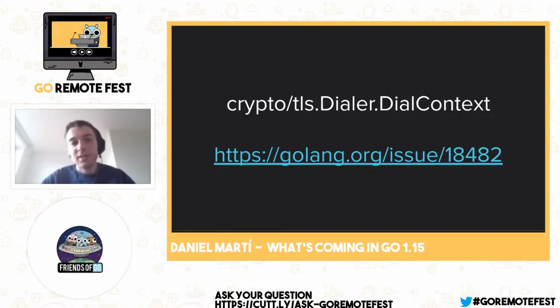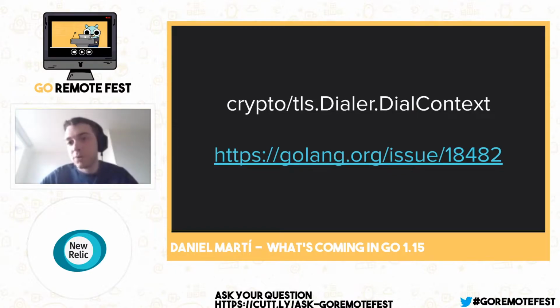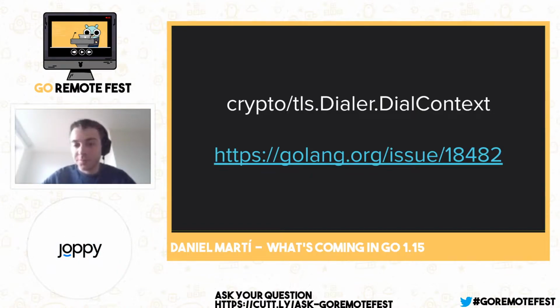Another one that's a little bit more towards the crypto side is that the crypto/tls package has now learned a way to talk to TLS servers with a context. So this can be used to, for example, set a timeout when connecting or doing a handshake with a TLS server.